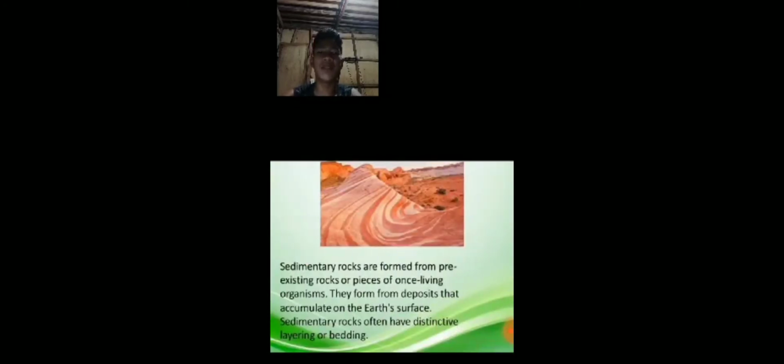Sedimentary rocks are formed from pre-existing rocks and pieces of once living organisms. They form from deposits that accumulate on the Earth's surface. Sedimentary rocks often have distinct thick layering or bedding. There are three different types of sedimentary rocks.